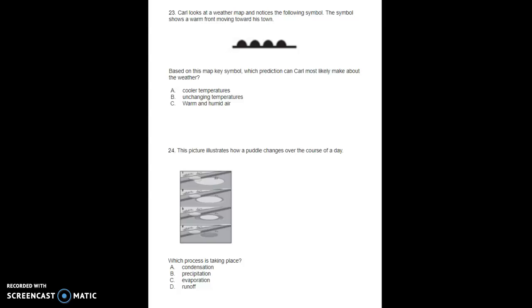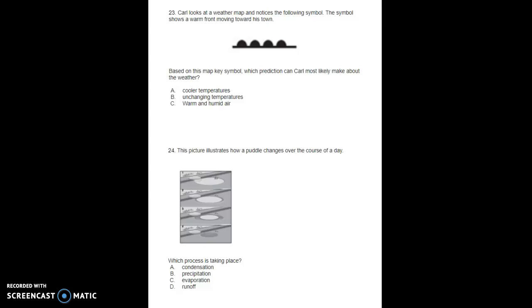Number 23. Carl looks at a weather map and notices the following symbol. The symbol shows a warm front moving towards his town. Based on this map key symbol, which prediction can Carl most likely make about the weather? A. Cooler temperatures. B. Unchanging temperatures. Or C. Warm and humid air.